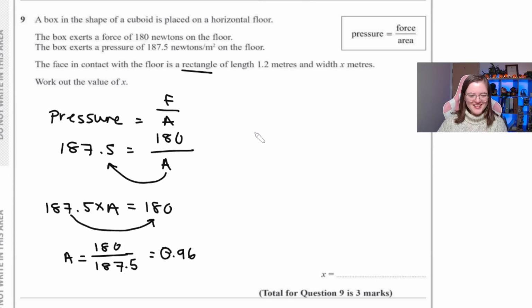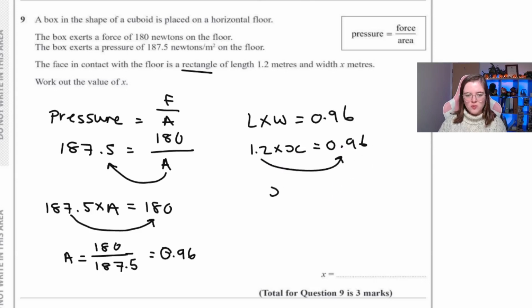And then remember the area of a rectangle is length times width. So then we know that length times width is 0.96 in this case, gets the area. Now the length is 1.2 and we want to find the width, which they've called x. Let's call it x as well because we might as well. 1.2 times x equals 0.96. Then divide through by 1.2, x is equal to 0.96 divided by 1.2, which is 0.8. There we are, and that is 3 marks. There we are, question 9.